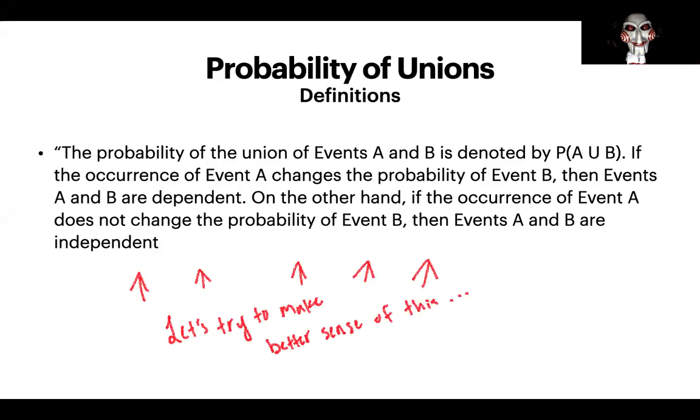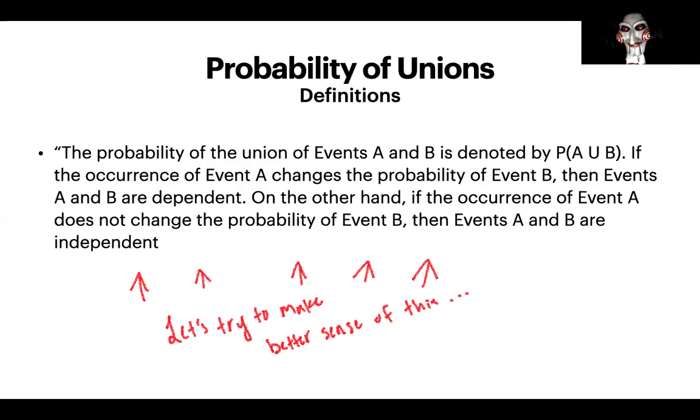Now, by StatTrek.com's definition, the probability of the union of events A and B is denoted by the following. If the occurrence of event A changes the probability of event B, then the events A and B are dependent. On the other hand, if the occurrence of event A does not change the probability of event B, then the events A and B are independent. This sounds great. However, I think there's an easier way we can break this down.